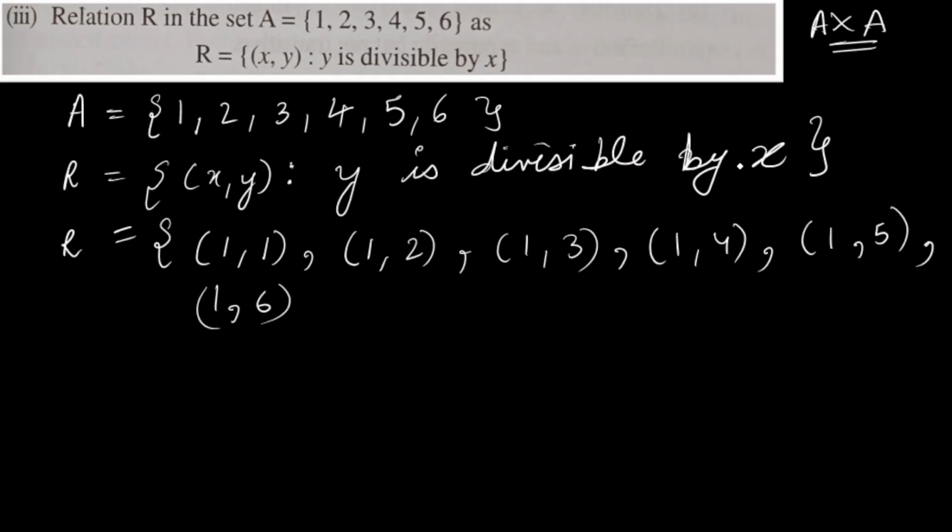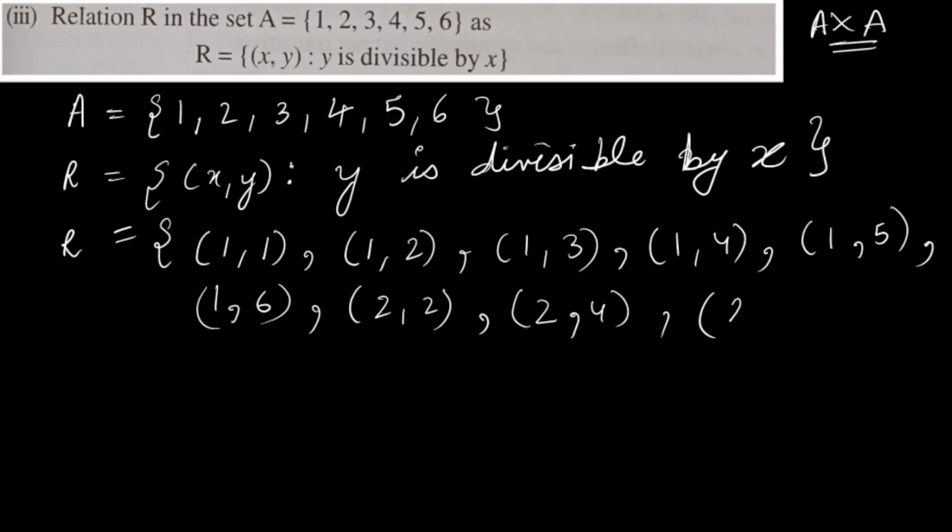It says y is divisible by x. See, 1 is divisible by 1, 2 is divisible by 1, 3 is divisible by 1, 4 is divisible by 1, 5 is also divisible by 1, 6 is also divisible by 1. Now let's see with 2. So 2 is divisible by 2. Then 2, 3 is not possible. Then 2, 4, because 4 is divisible by 2.